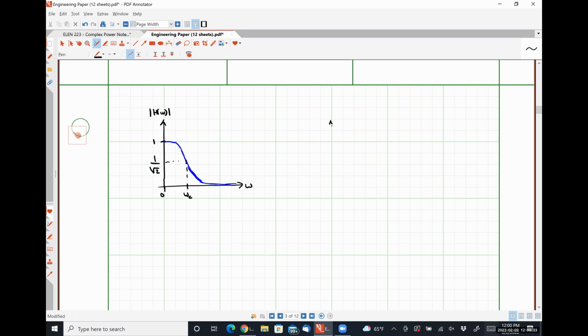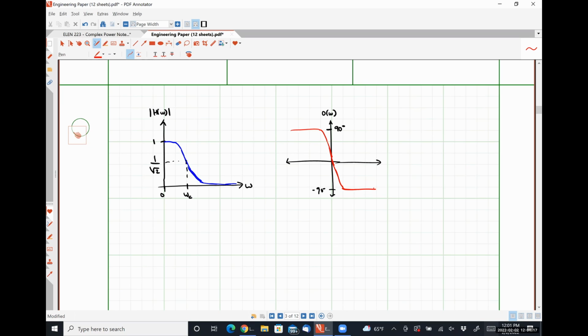And over here will be our phase response. Up here will correspond to positive 90 degrees, and down here will correspond to negative 90 degrees. And it should look something like this.